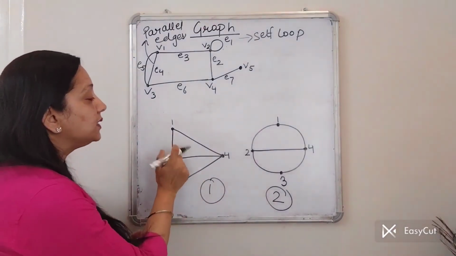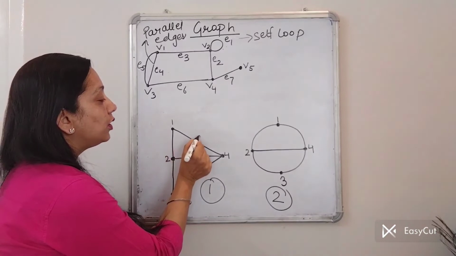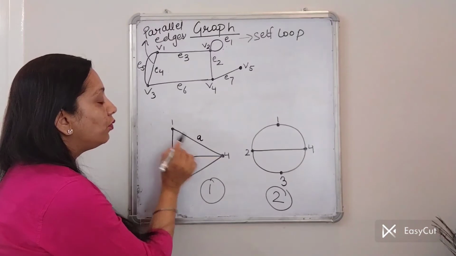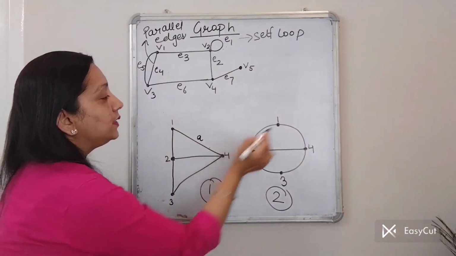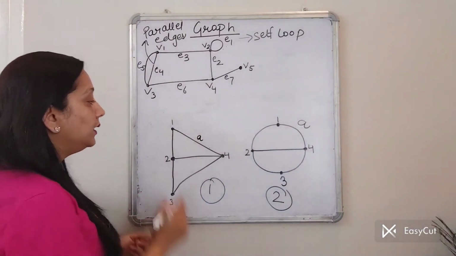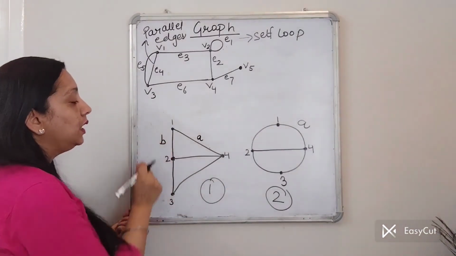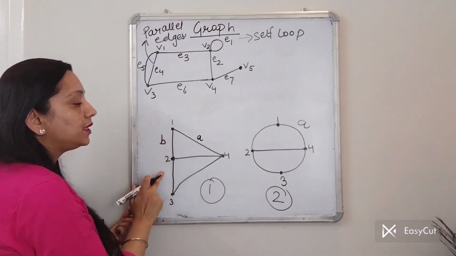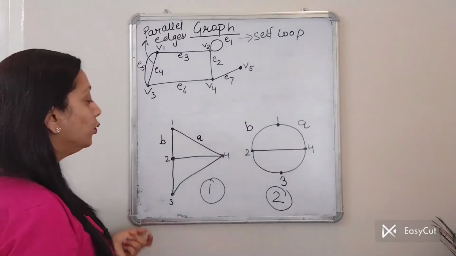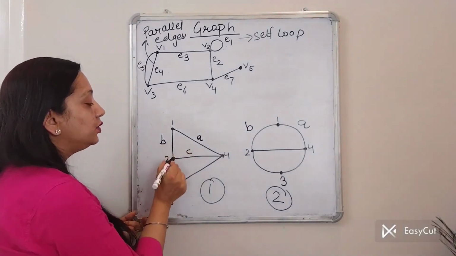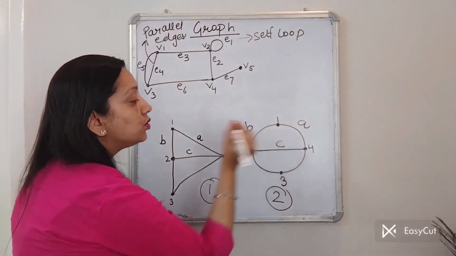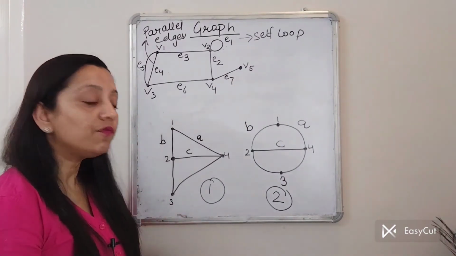Let's see, like you can see that if I call this edge A, so edge A is associated with both vertex 1 and 4. Similarly, here also edge A is associated with vertex 1 and 4. Then if I call this particular edge B, you can see it is associated with vertex 1 and 2. Edge B here is also associated with the vertex 1 and 2. If I call this edge C, so edge C is clearly associated with the vertex 2 and 4. And edge C here also is associated with the vertex 2 and 4.